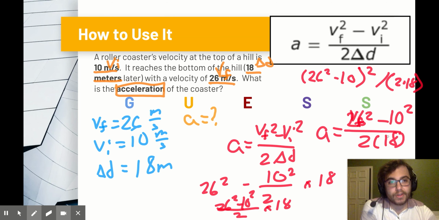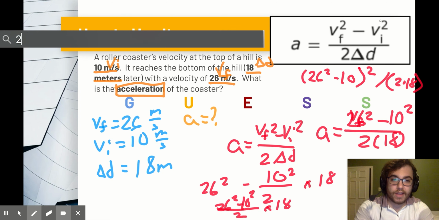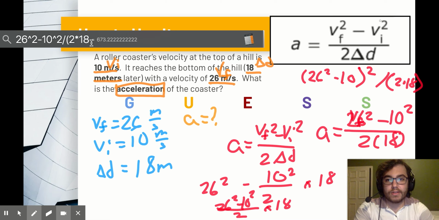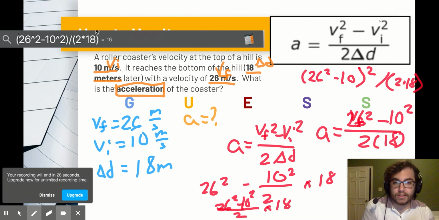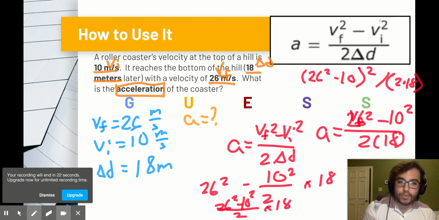So be careful. This actual answer is 26 squared. Let's even do it together. Minus 10 squared. I'll show you what might happen if you do it wrong. Divide by 2 times 18. That can't be right. So let's start putting parentheses around it. Okay. We're getting a little closer. And oh my goodness, if I put parentheses around everything, like I was saying, you get a whole number of 16.